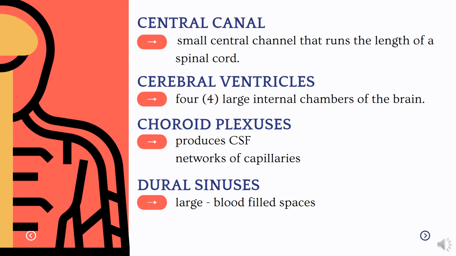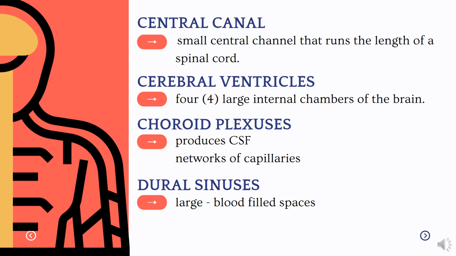The central canal, also known as the ependymal canal, is the cerebrospinal fluid filled space that runs through the spinal cord. The central canal is continuous with the ventricular system of the brain, from which it receives cerebrospinal fluid and shares the same ependymal lining. Cerebral ventricles are four interconnected cavities of the brain that are lined by ependymal cells and filled by cerebrospinal fluid.